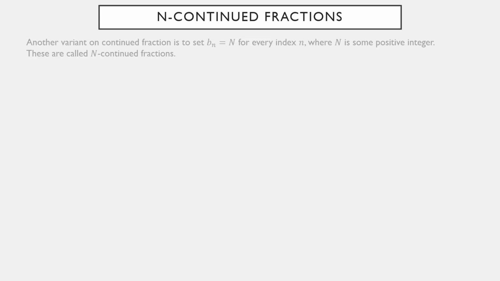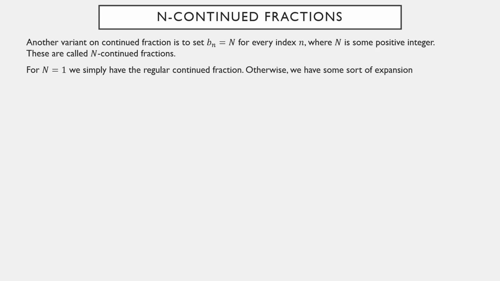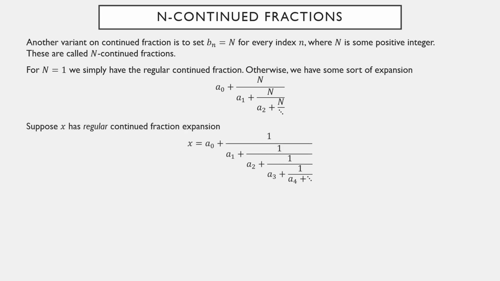Moving on, we can talk about something called n continued fractions. This is where you just require all of your partial numerators bn to be the same positive integer n. If n was 1, by the way, this is just a regular continued fraction. Otherwise, you have something new where you have a0 plus n over a1 plus n over a2, etc. All of your numerators are the same n. So suppose x has a regular continued fraction expansion. From this, can we generate an n continued fraction expansion? Yes. Okay, take this largest thing here and multiply by n over n.